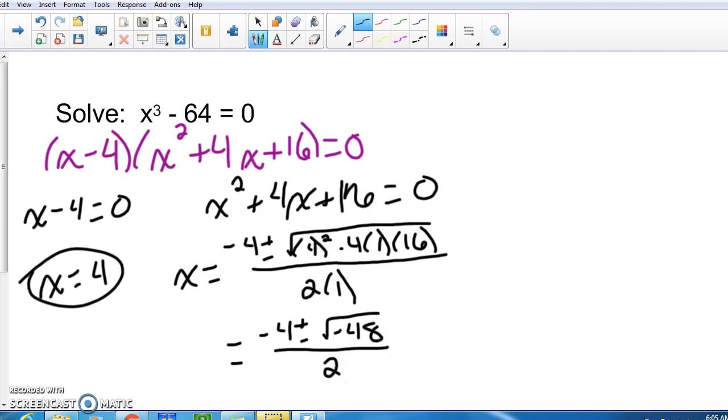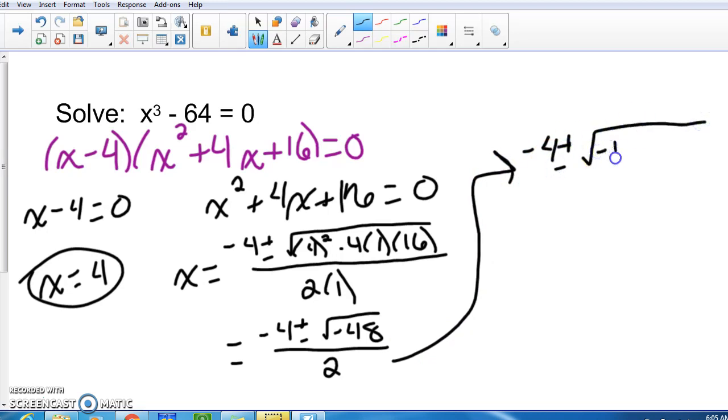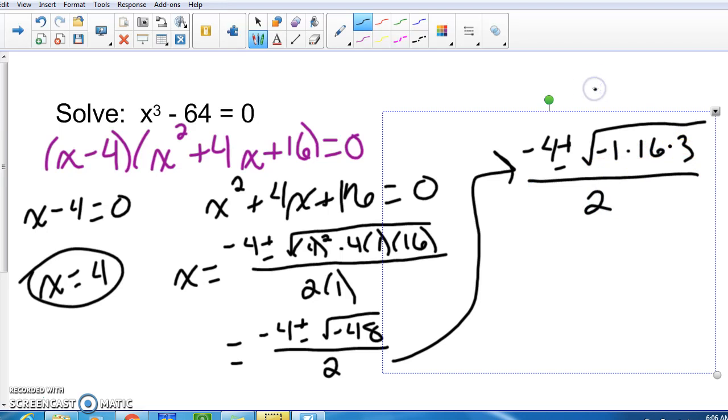Just like we did last time, we have to simplify the square root of negative 48. Hopefully we know that because it's negative, there's going to be an i. I'm going to break this apart as negative 1 times the biggest perfect square that goes into 48, which is 16. So then I'm looking at negative 4 plus or minus 4i radical 3.